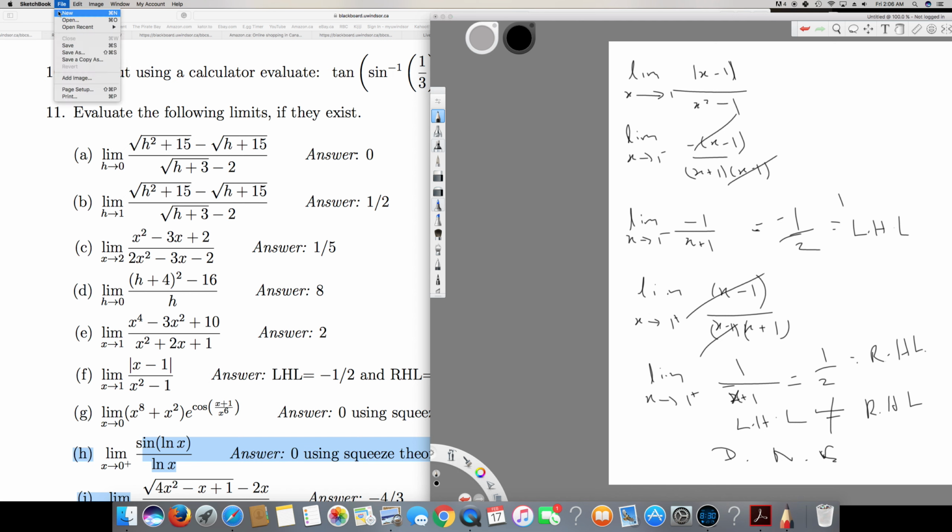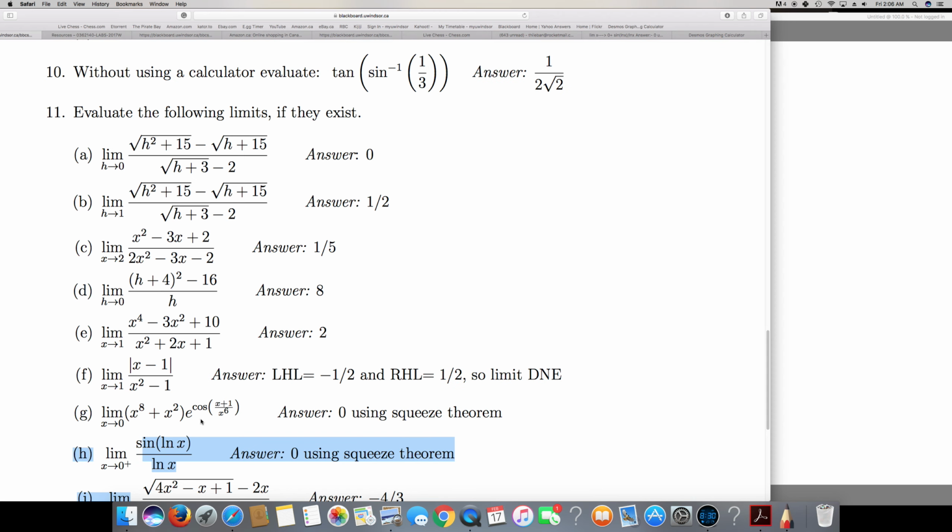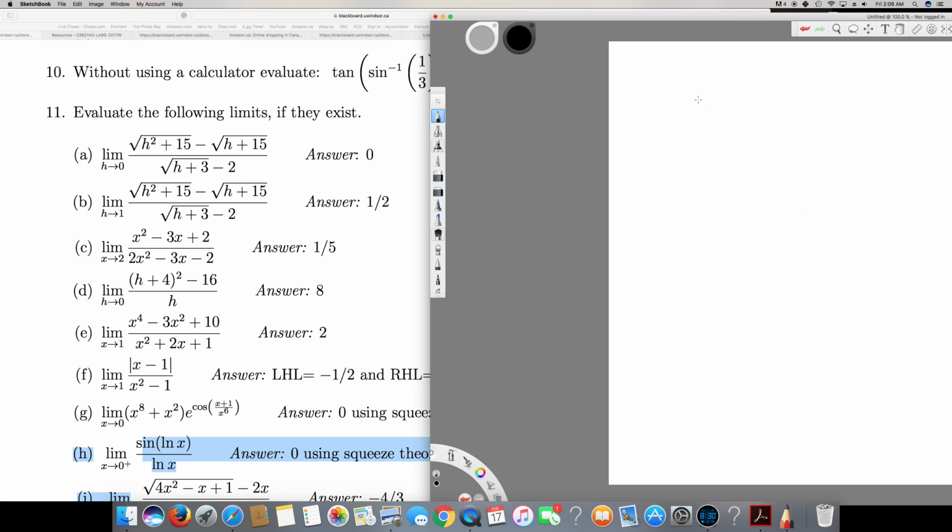So there's a next question. The next question is asking for the limit of x to the power of 8 plus x squared, times e to the power of cos of (x plus 1 over x to the power of 6). In this case, for this kind of question, if you see any cos or sine, you have to be able to use the squeeze theorem. So, according to the squeeze theorem, let's begin with this one.